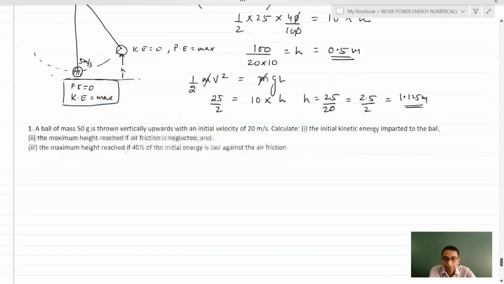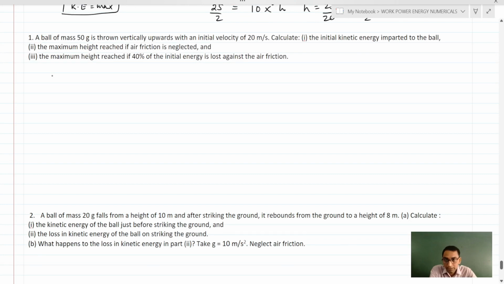Let's move ahead. Now these are some challenging problems for 10th standard students. So if you are just opting for boards, you may just skip this part, but ideally I would recommend that you just see this once. Okay. So we have been given the mass of the ball as 50 grams. So 50 by 1000 is the mass in kg.